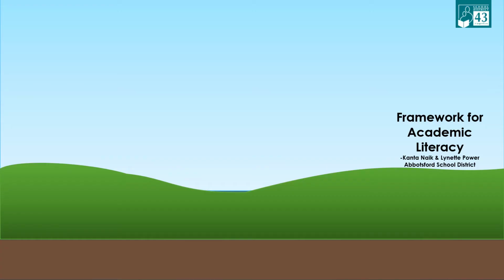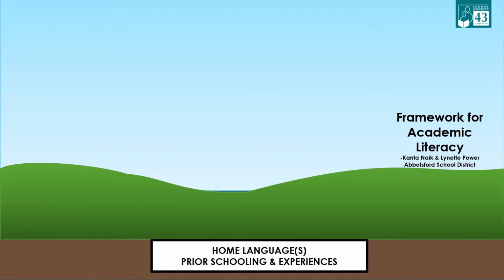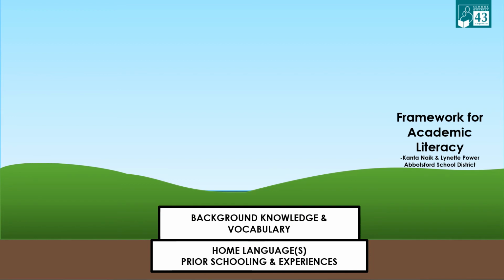But where does this fit in our ELL framework for academic literacy? Let's take a look at our house graphic and find out. The foundational piece is always getting to know our students, their home language, their prior schooling, their experiences. Then we build on that with background knowledge and vocabulary instruction.